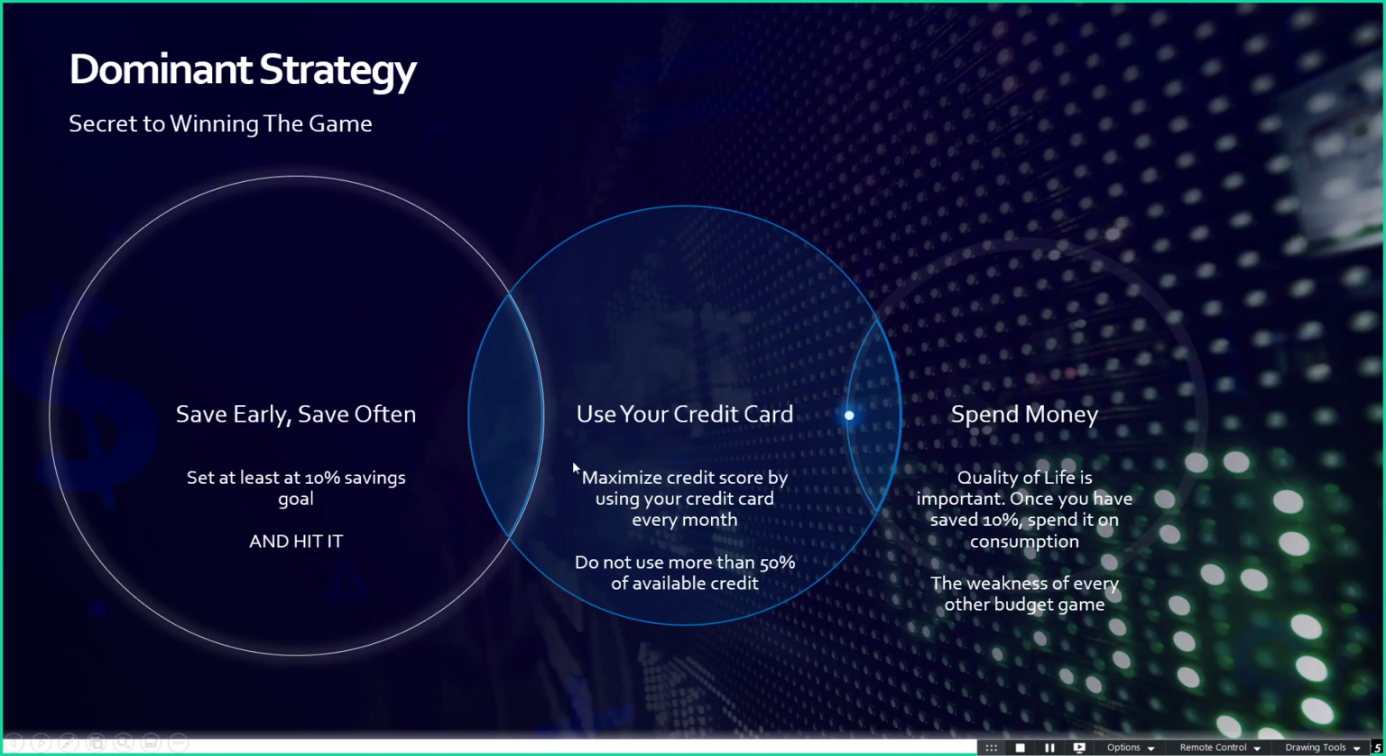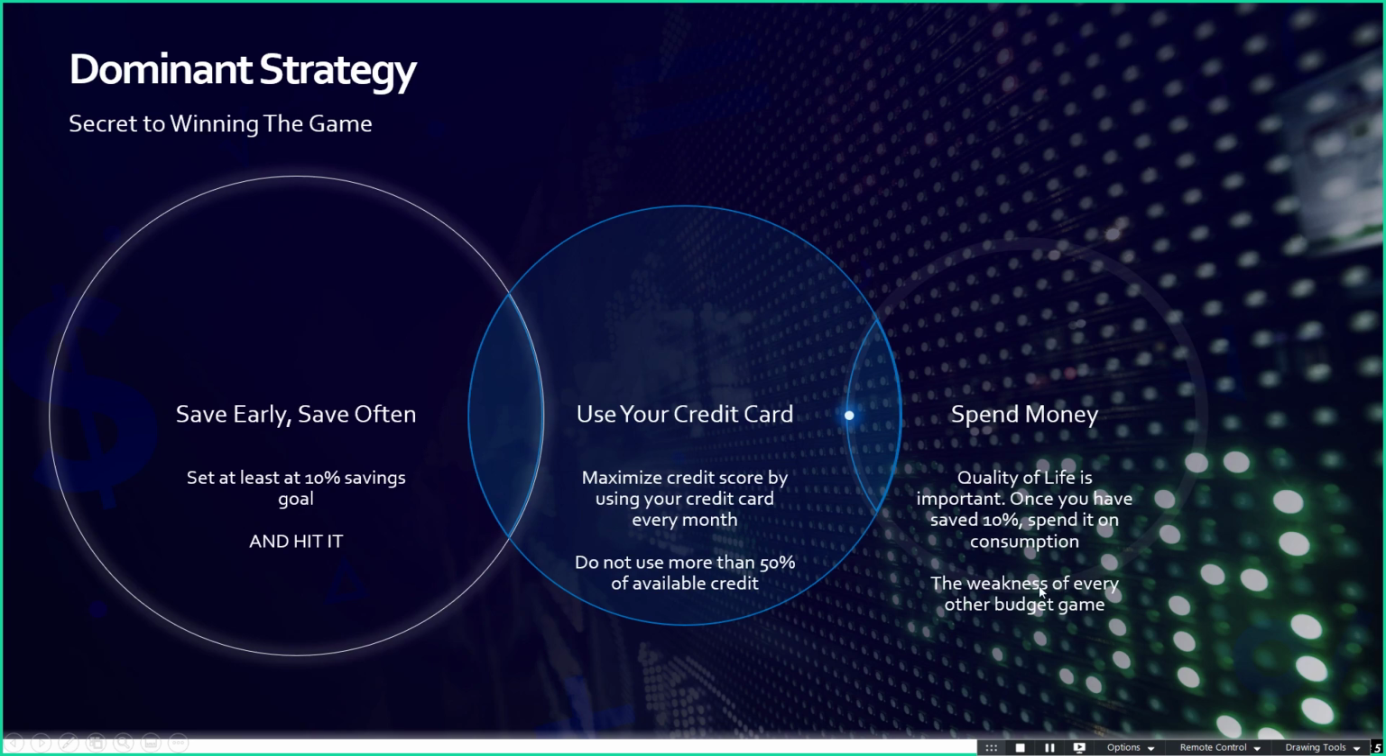So the second factor is using your credit card. Every time a student increases their credit score, their game score goes up 5-fold. So an increase of 20 credit score points, for example, gives me 100 points to my game score. So that's another major component.